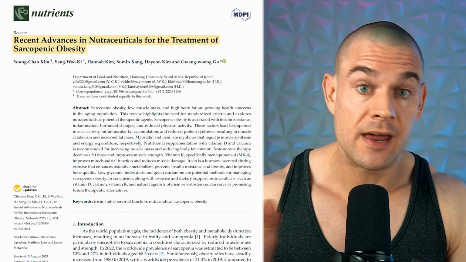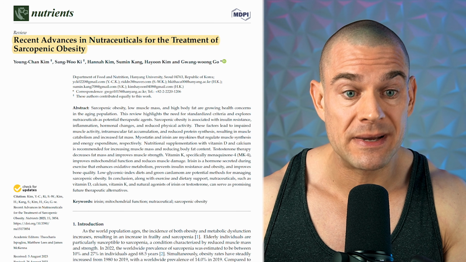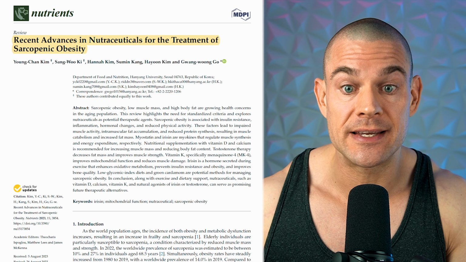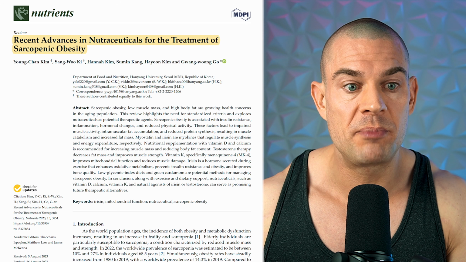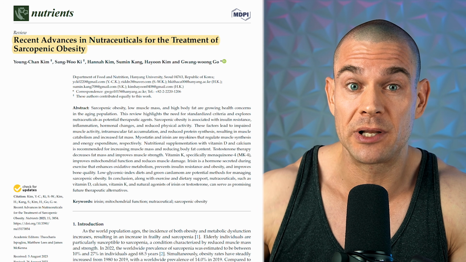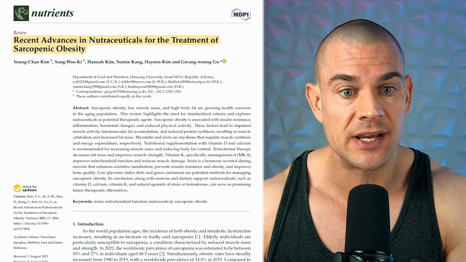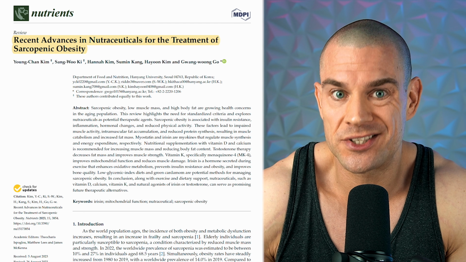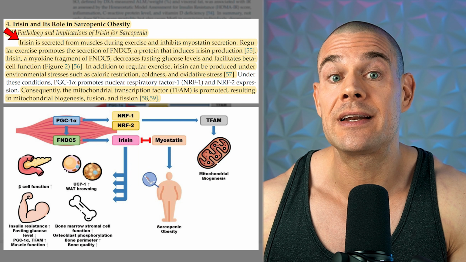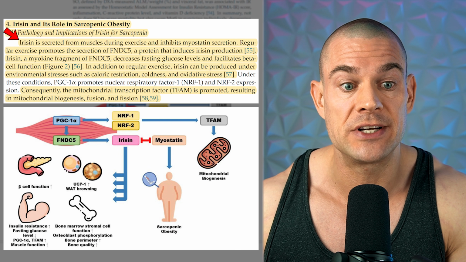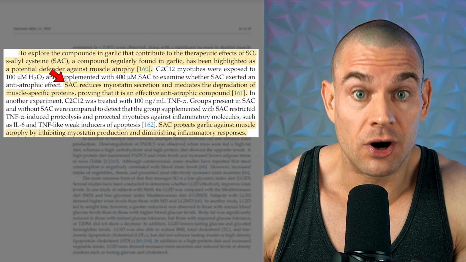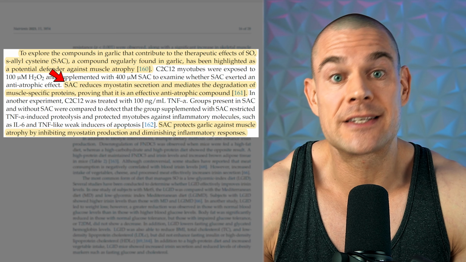And I want to briefly highlight this study performed by Kim et al., published on September 4th, 2023, titled Recent Advances in Nutraceuticals for the Treatment of Sarcopenic Obesity. If you were to read one study of all the publications and citations, which I link down below, read this one. Very, very interesting. And since it's new, it's probably the most accurate study on myostatin, follistatin that you can read. It appears that irisin is one of the regulatory hormones that inhibits myostatin secretion during and following exercise. And apparently, S-allylcysteine found in garlic also reduces myostatin levels in skeletal muscle.